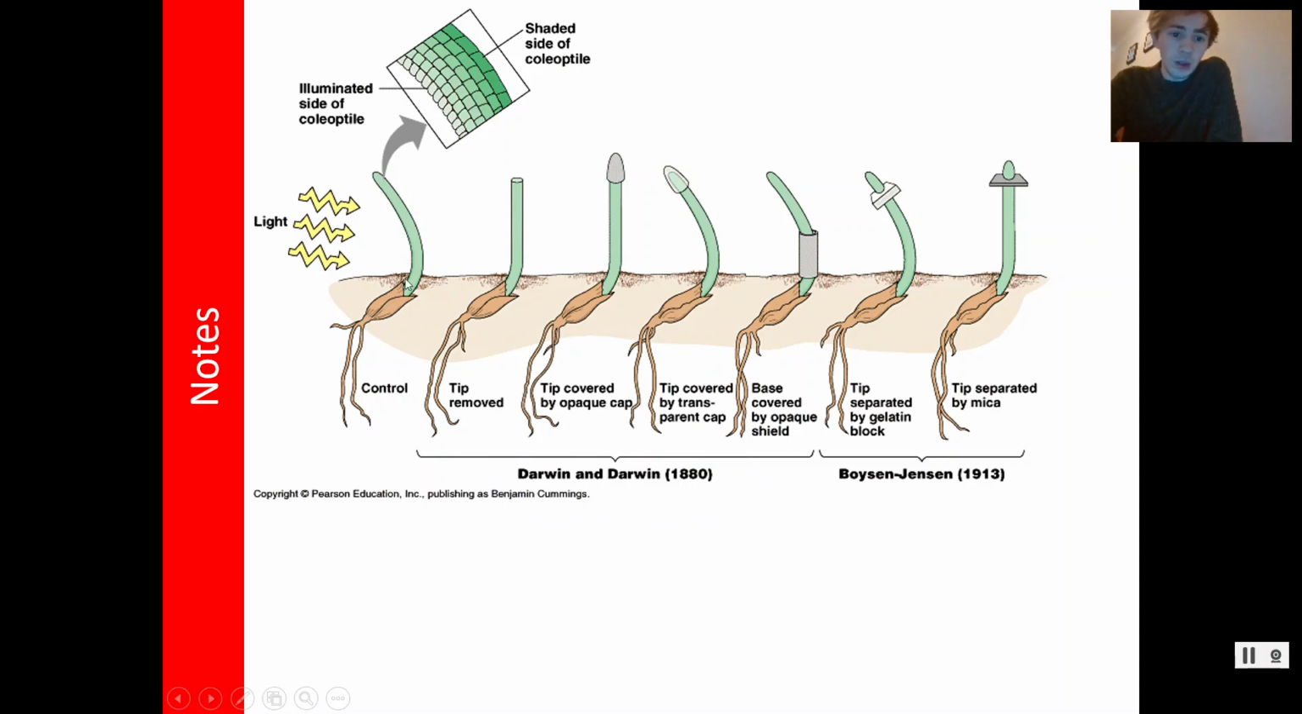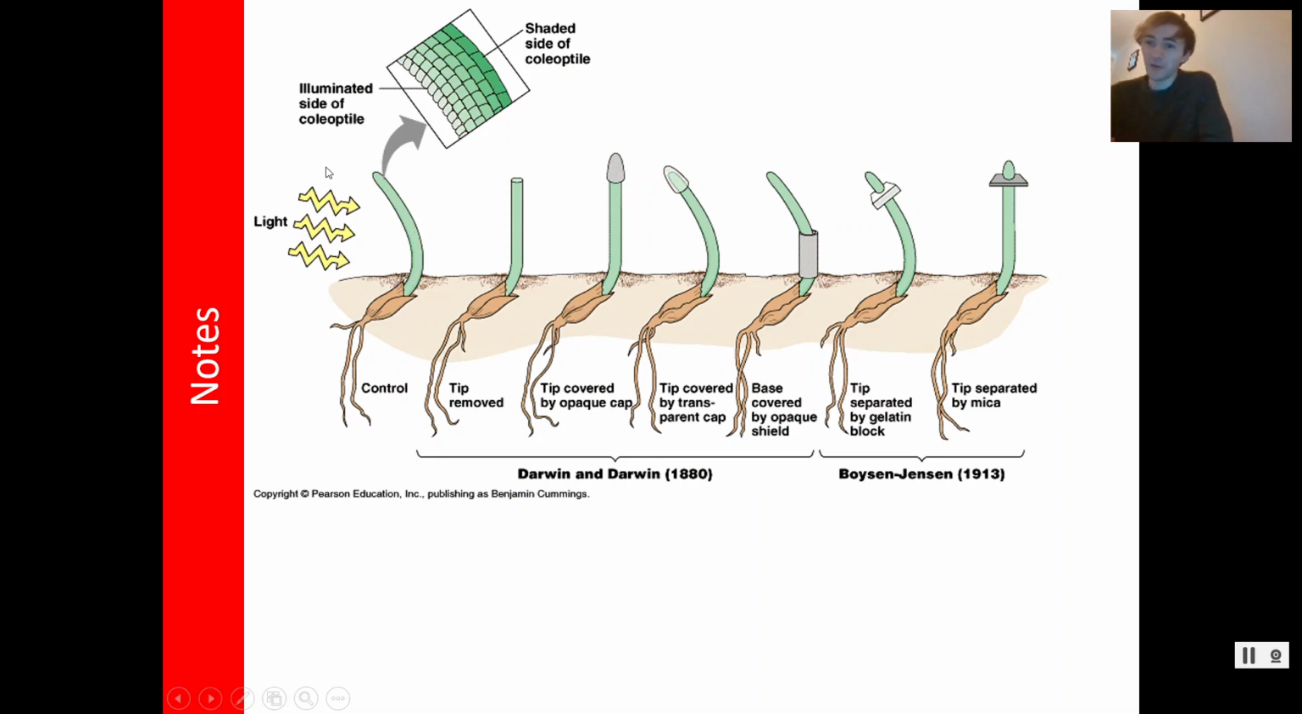Now, first things first, Darwin planted himself a little plant called a coleoptile, but you could use any plant for this. It grows out of the soil. He shone light from one side, from the left on this picture. You can see where it's coming from, and you can see that a normal plant, a controlled plant, does grow towards the light.